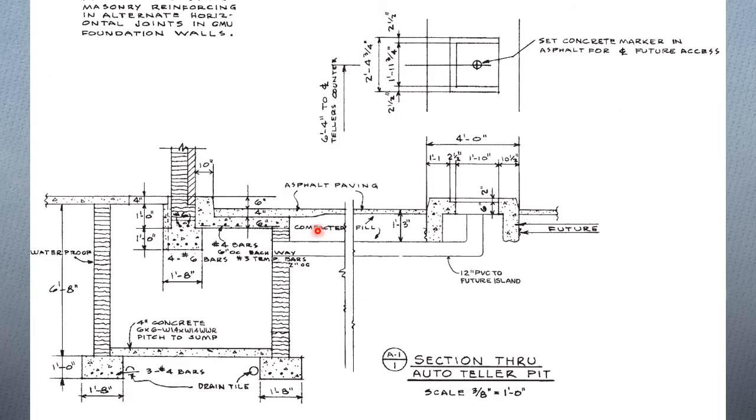So here is our section through the teller pit. Here's my welded wire fabric. Notice it says WWR, as in welded wire reinforcement. 6 by 6 is the dimensions, the size of it. W means smooth wire, 1.4 thousandths of an inch cross-sectional area. Notice my 3 number 4 bars talked about here.